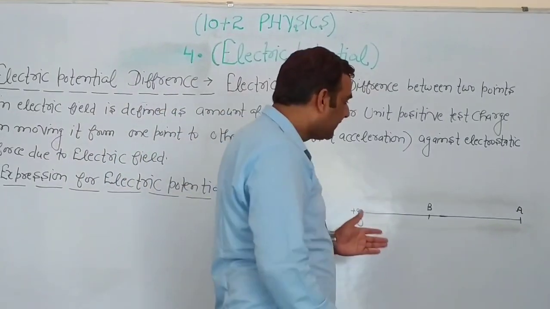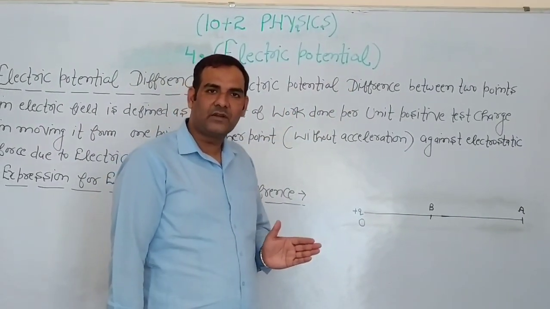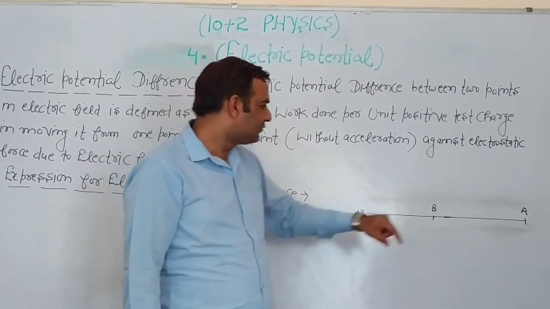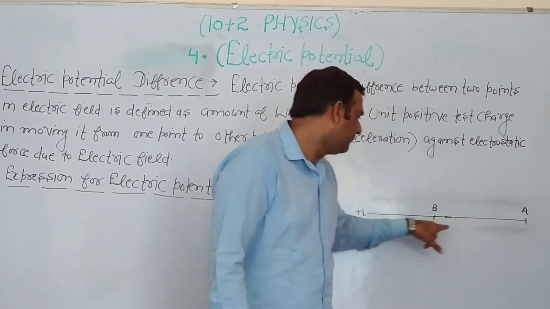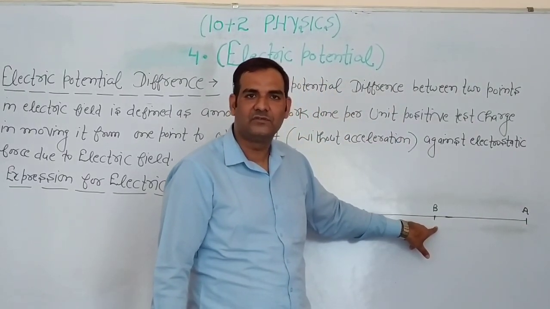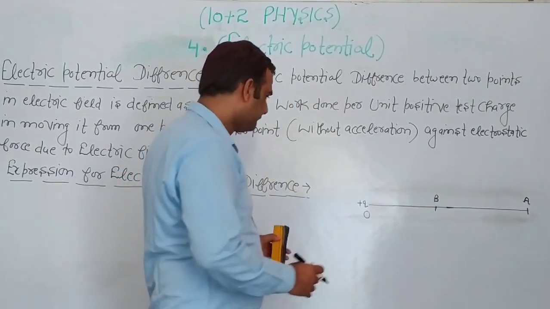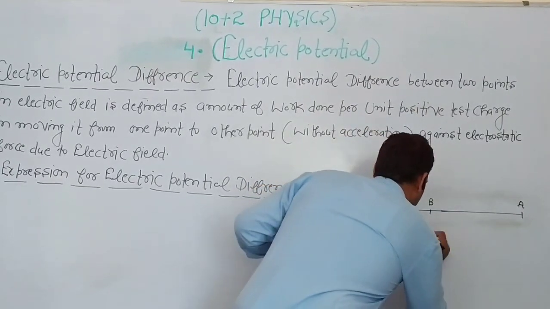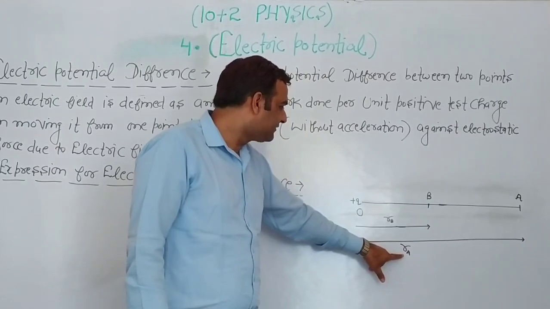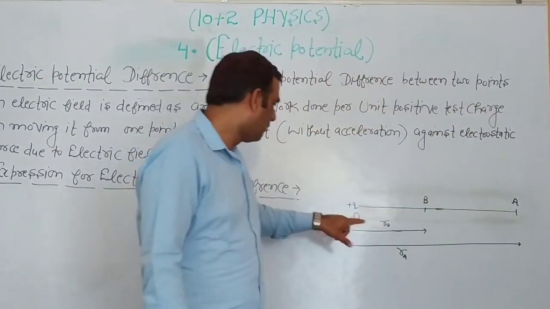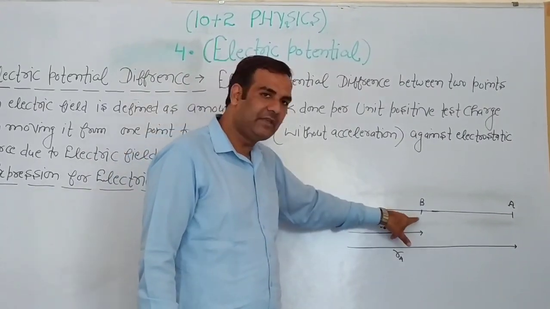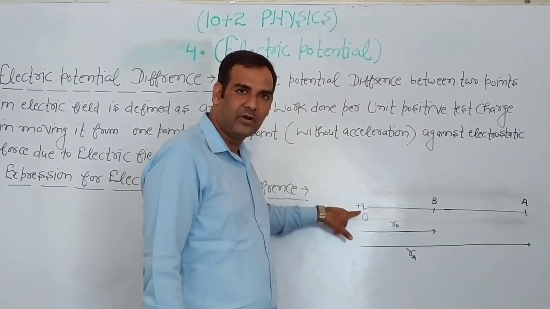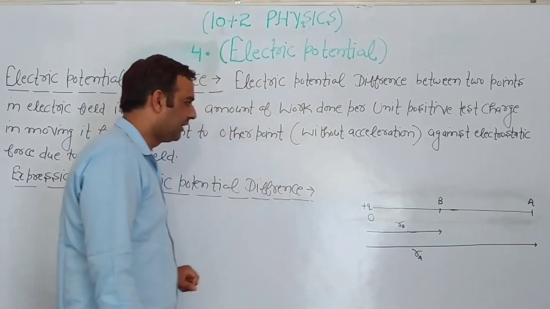Clear? And what is the definition? Definition is the amount of work done in bringing the unit positive test charge from one point to another point. So we have to move the test charge from this point to this point against the electrostatic force due to the electric field. Clear? So from the figure we see that RA is the distance of point A from point charge plus Q. RB is the distance of point B from this point charge plus Q. We see from the diagram here.